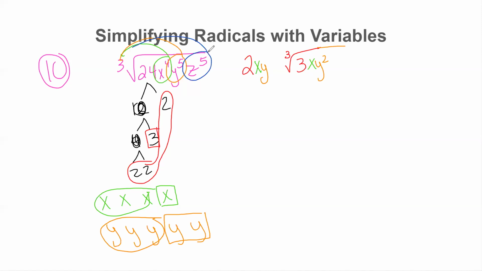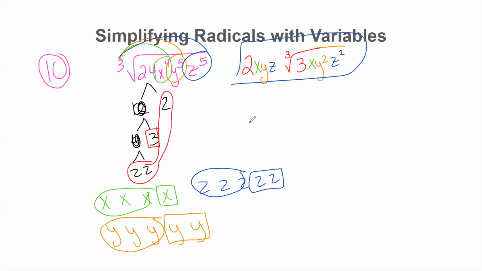5 zucchinis, 3 kids. Everybody will get 1 with 2 zucchini left over. 1, 2, 3, 4, 5. There's your triplet. So 1 on the outside, 2 left over. Final answer right there. So you would read that as 2xyz cube root of 3xy squared z squared.